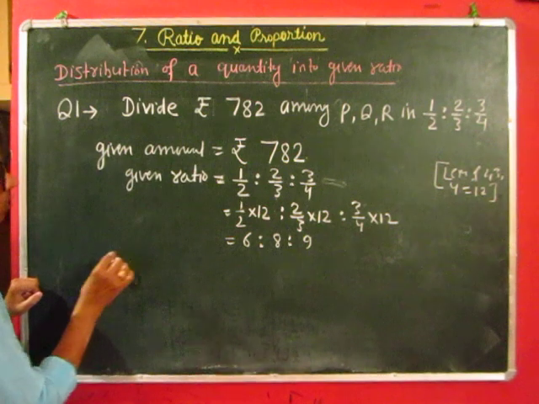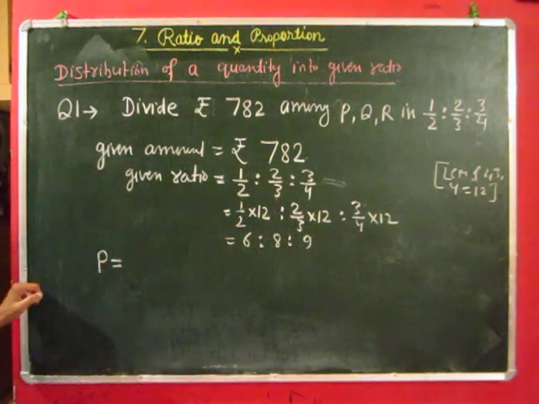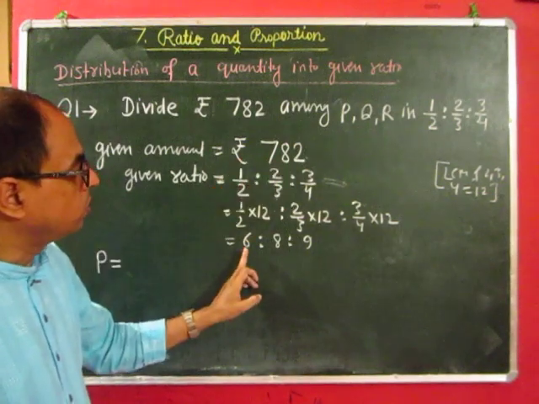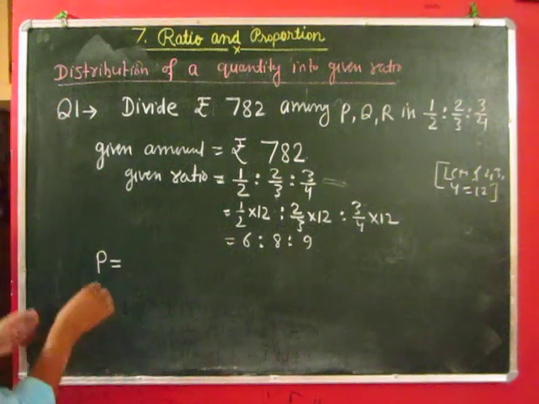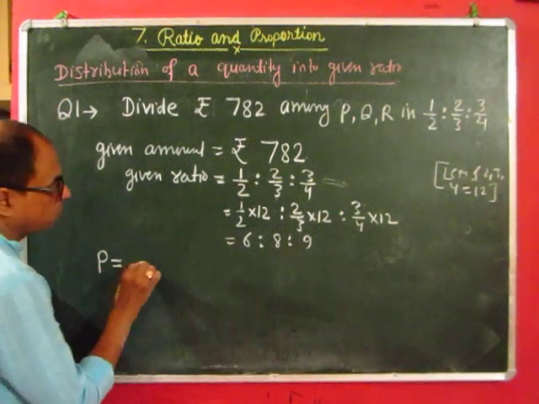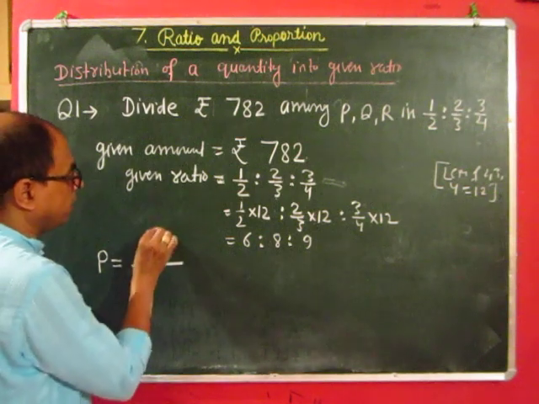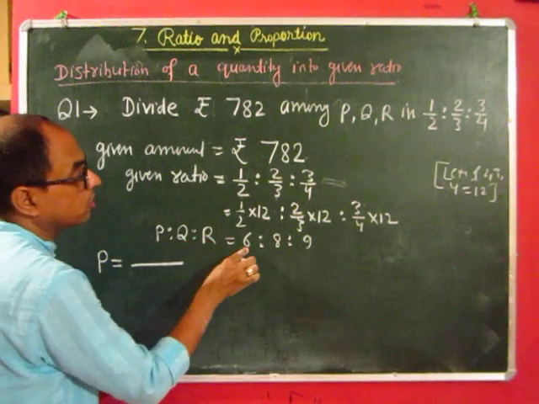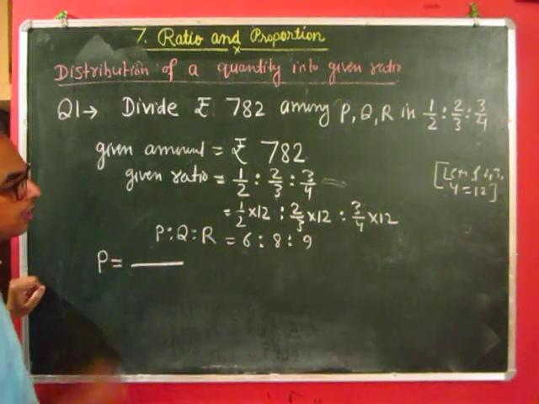Now what is the value of first part P? Clear? So we have to distribute this 782 in 3 parts whose ratio is 6:8:9. So what is the value of P? It is given that P is to Q is to R is equal to 6:8:9.